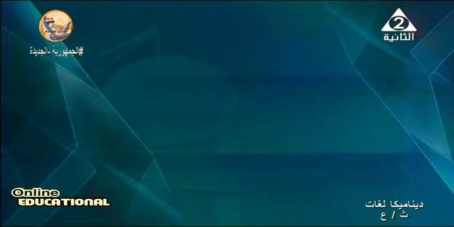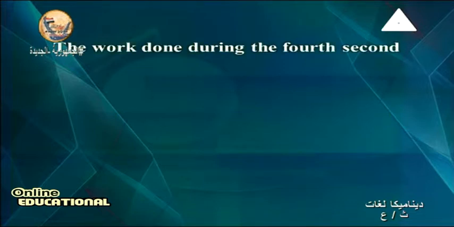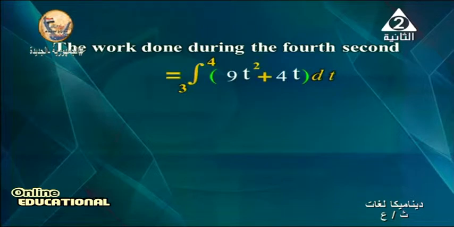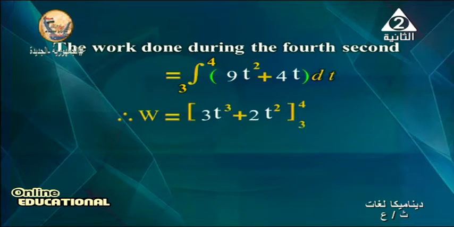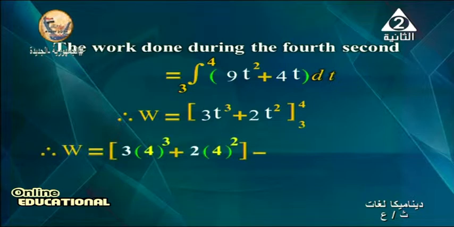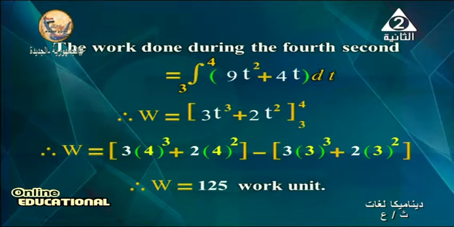Now, the work done during the 4th second. The 4th second means from t equals 3 to t equals 4, because the 4th second begins when t equals 3 and lasts till t equals 4. The integration of 9t^2 + 4t equals 3t^3 + 2t^2 from 3 to 4. We can calculate the work by the calculator. Then the work equals 125 work units.